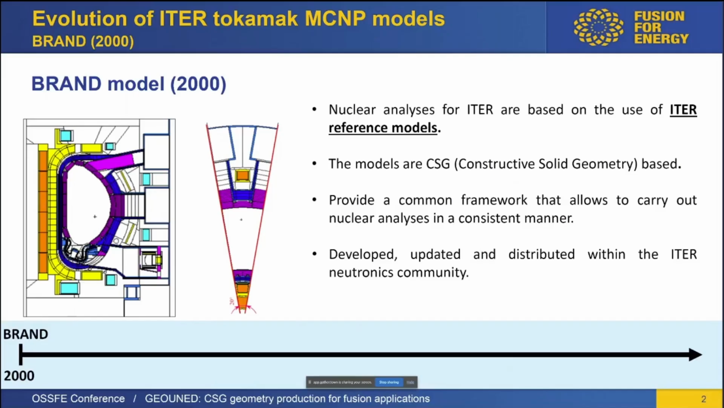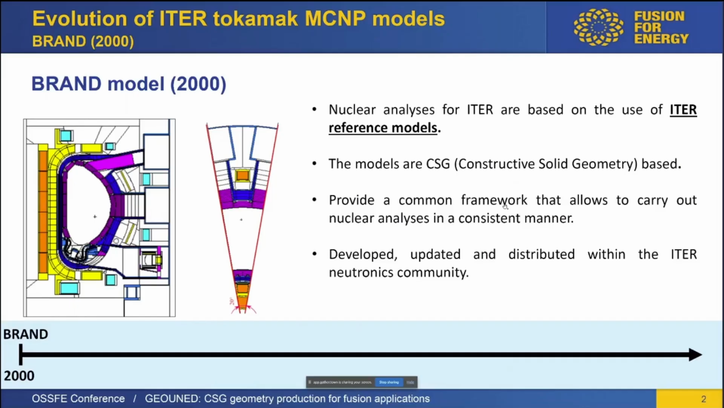They're developed, updated, and distributed throughout the community. And they work on a basic principle that if we want to study a specific area of the tokamak, we can just prepare a so-called universe with that detailed geometry, replace it in the reference model, and then run the calculation. So as you see, this was the model that was created 25 years ago.